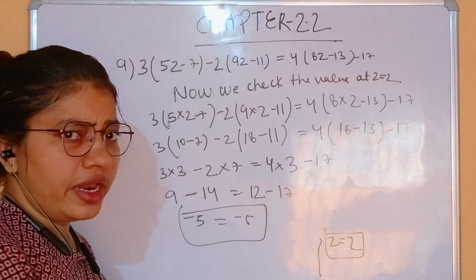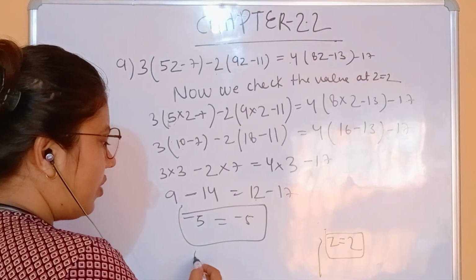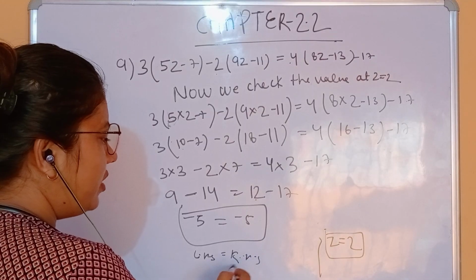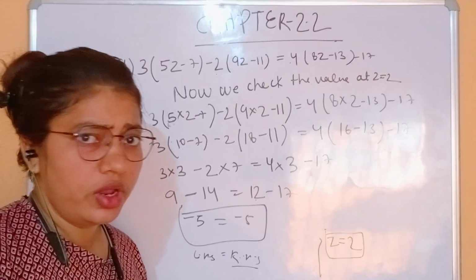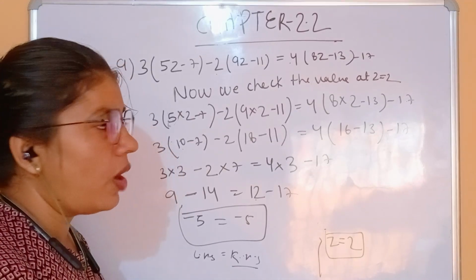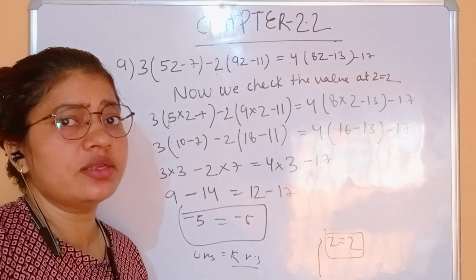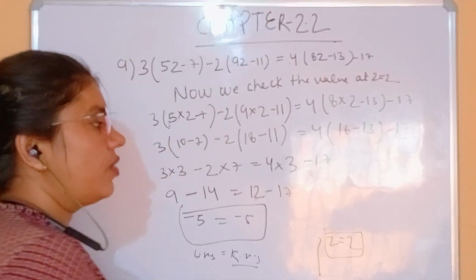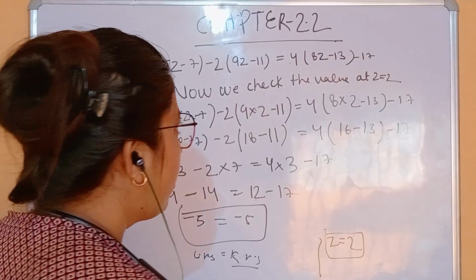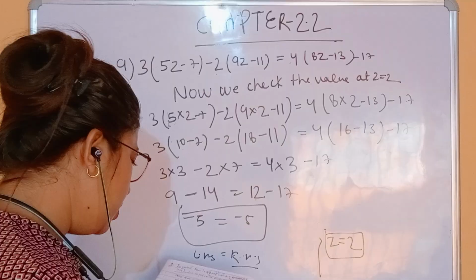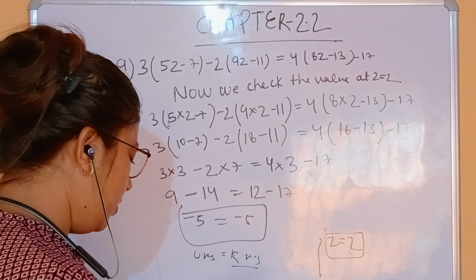So we easily write here, LHS is equal to RHS. That means the value z equals 2 is true for this equation. So write in your copy LHS equals RHS. Then we understand the value we found is true for this equation. Okay, the ninth question is complete. Now we discuss the tenth question.